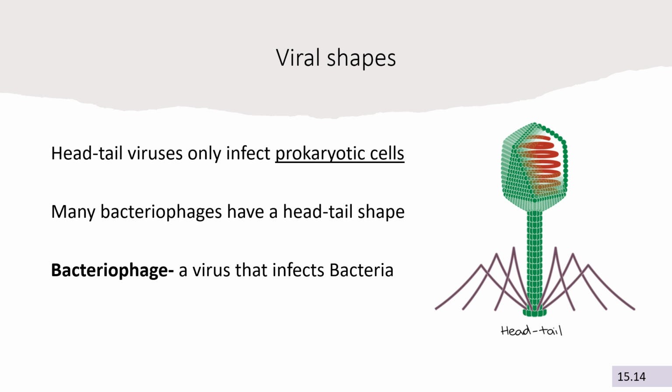All head-tail viruses infect prokaryotic cells. So far, we have not discovered any head-tail viruses that infect eukaryotic cells. Viruses that specifically infect bacteria, which again are prokaryotes, are known as bacteriophages. Bacteriophages usually have this head-tail shape.